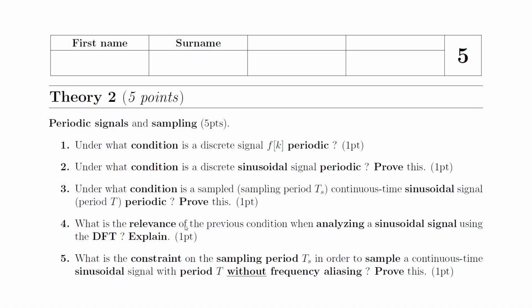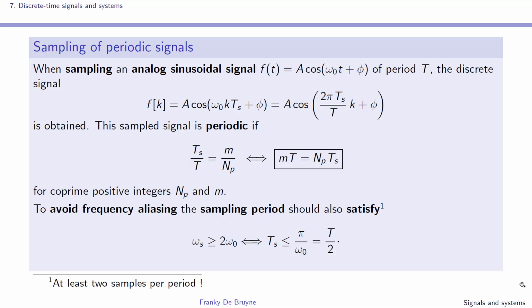In this fifth and last part of the question, we look at the constraint on the sampling period that is needed in order to sample a continuous time sinusoidal signal so that there is no frequency aliasing, and you have to prove this. Well, let us assume that the signal that you want to sample is this one. It contains a single frequency. We have omega max equal to omega 0.